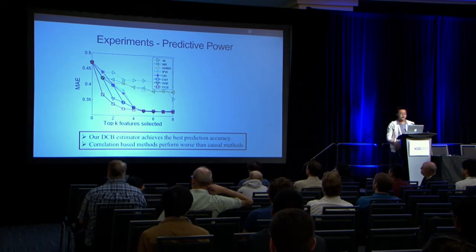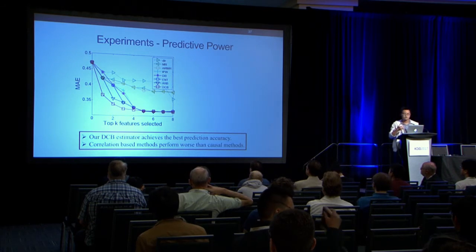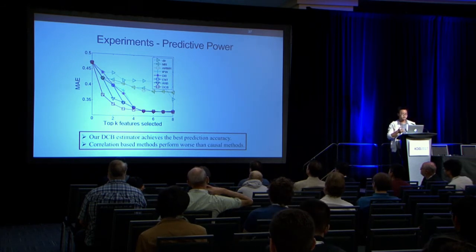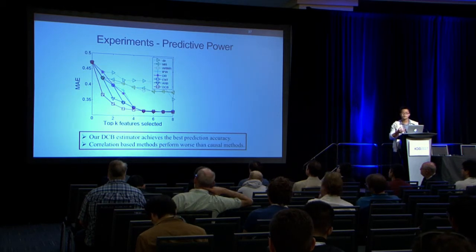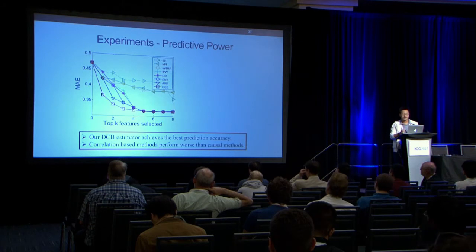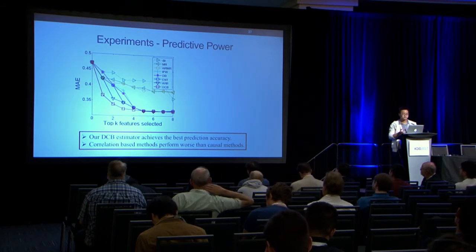From the result, we find that our DCB algorithm achieved the best performance on the prediction. The main reason is that with differentiating the confounders, our algorithm can estimate the causal effects of each user feature more precisely by better confounder balancing.